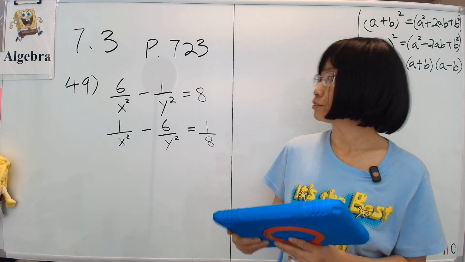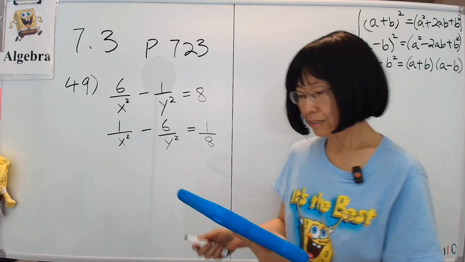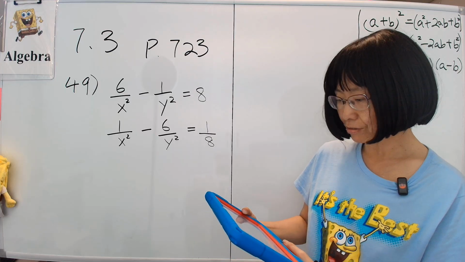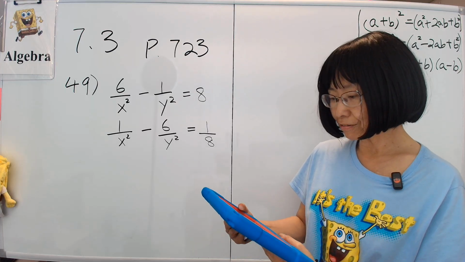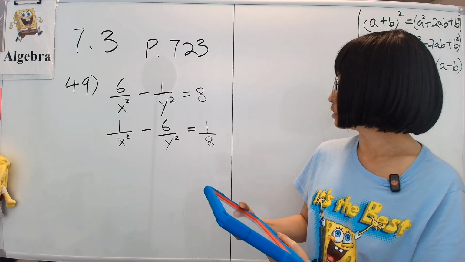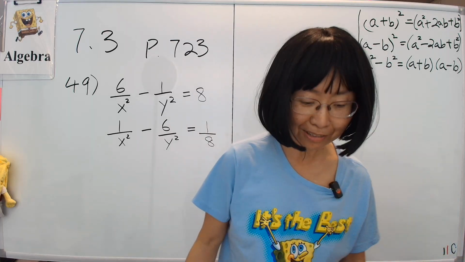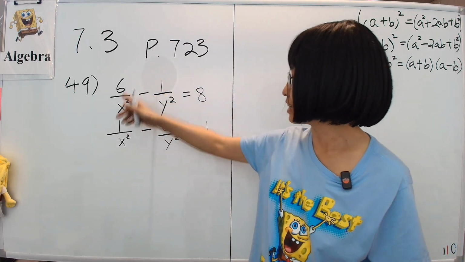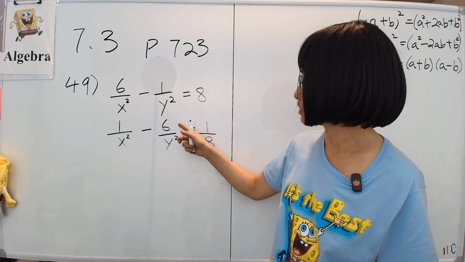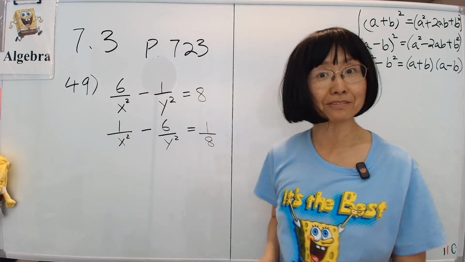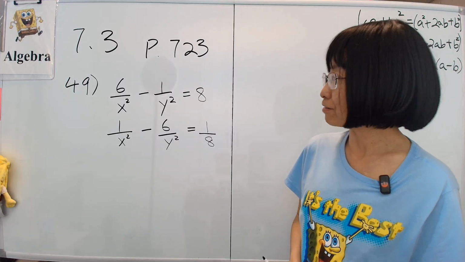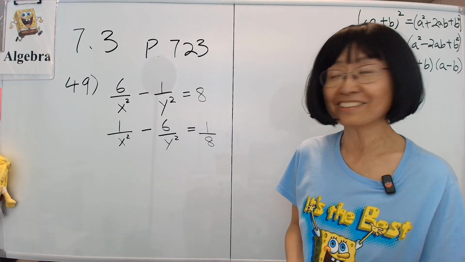Okay, next let's do problem 49. Now we have 6 over x squared minus 1 over y squared equals 8, and 1 over x squared minus 6 over y squared equals 1 over 8. How cute. Look at how symmetrical this thing is. It's 6 over x squared, 1 over x squared, 1 over y squared, 6 over y squared, 8, 1 over 8. Does that mean anything? Not that I know of right now, but it's cute anyway.